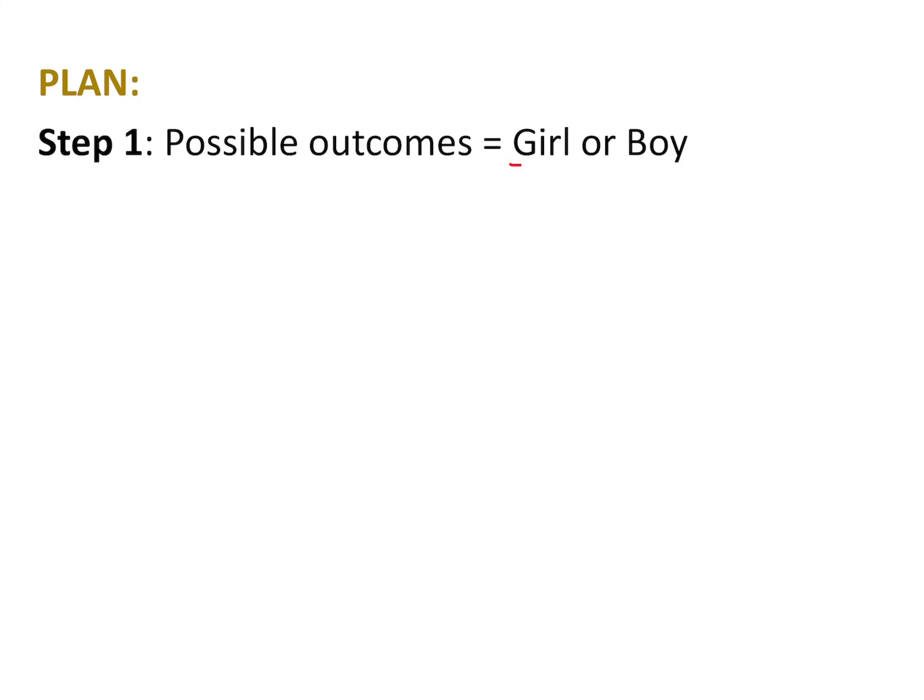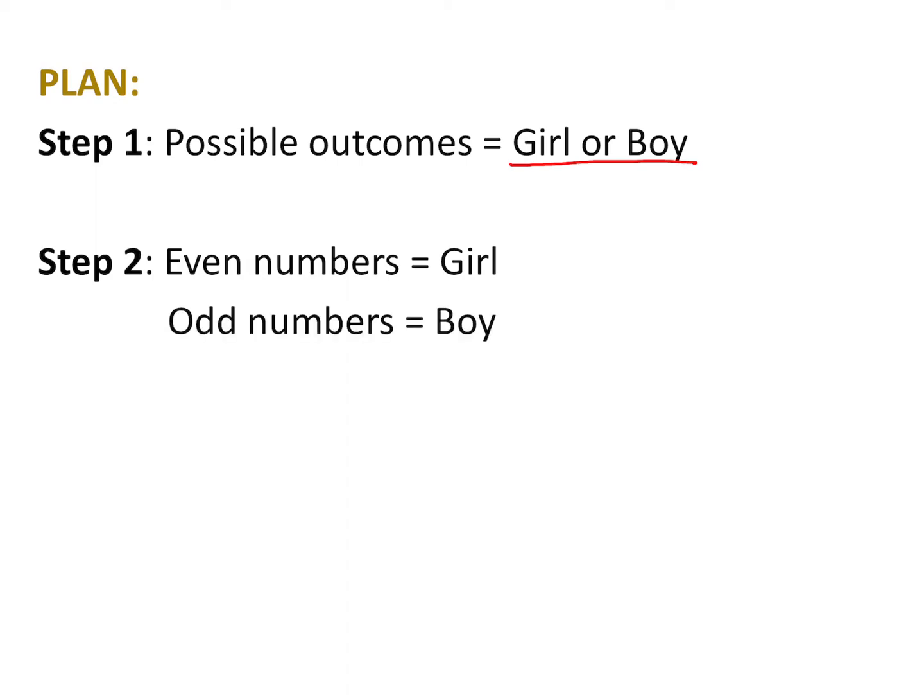Well, our possible outcomes is Mama Cow is going to have a girl or she's going to have a boy. One of those two things is going to happen. So in our case, you need to decide how you want to do your numbers. You can assign numbers any way you want to. In this situation, we're going to let even numbers be the girl and odd numbers be the boy. So in this case, our even is going to be 0, 2, 4, 6, and 8. Odd, 1, 3, 5, 7, and 9.